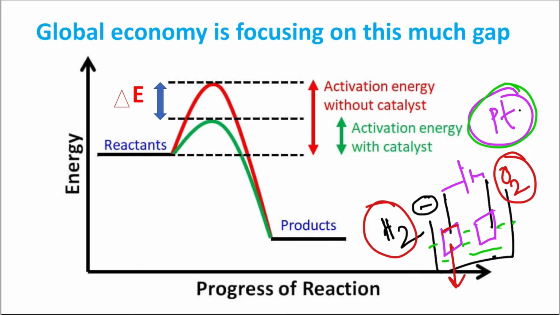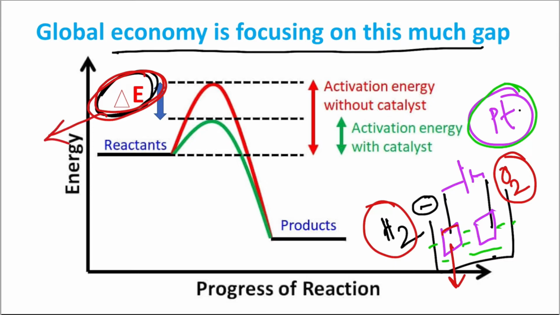And what this catalyst does, catalyst reduces this much amount of energy, students, this much delta E. Actually, in presence of catalyst, we are able to save this delta E amount of energy, and the global economy is focusing on this much amount of gap. From this, you can ask, sir, how important is this delta E? Just consider the energy production for the entire planet.